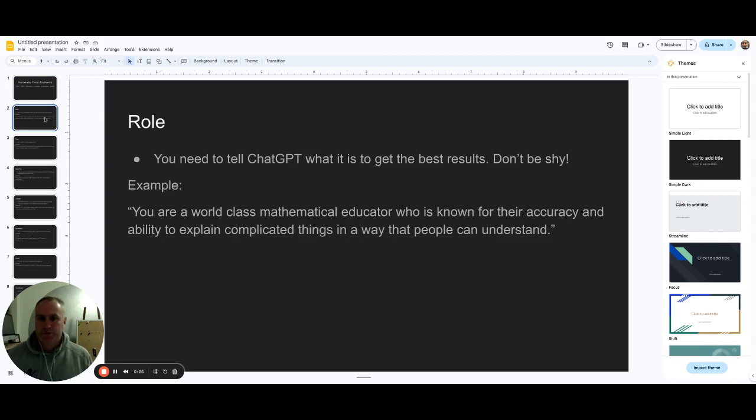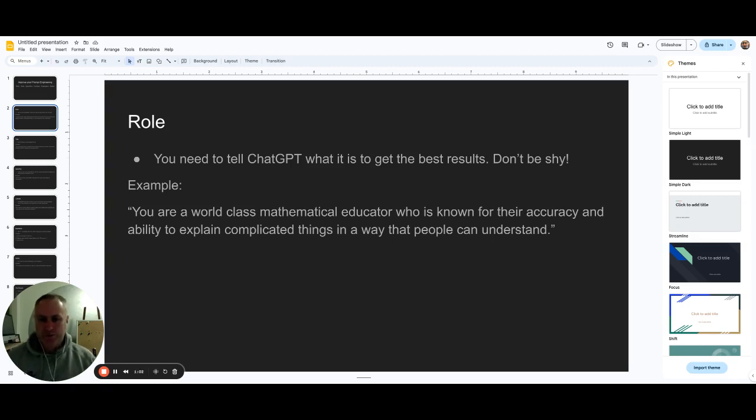Okay, so the first one is role. Now, you need to tell ChatGPT exactly what it is in order to get the best results. And don't be shy. A good way to say this, as an example I've got there, is: you're a world-class mathematical educator who is known for their accuracy and ability to explain complicated things in a way that people can understand. The example I've chosen for this particular demonstration is teaching people and writing a good essay, perhaps about mathematics in this case, just really basic stuff.